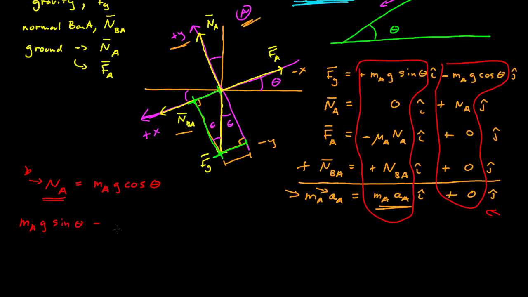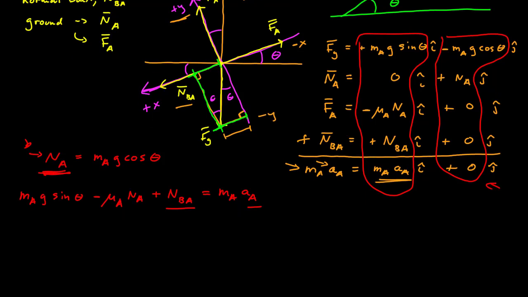Now if I look at the x components, I get that mass of A times g sine theta minus mu sub A times n sub A plus n sub B of A, the normal force of B on A, is equal to the mass of A times the acceleration of A.